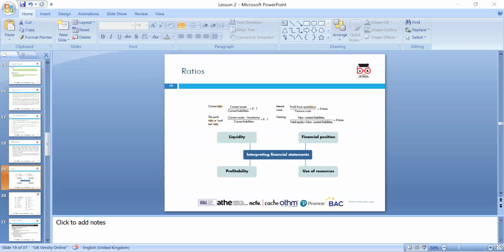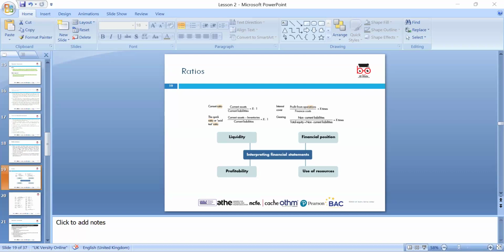Financial position: what is the position of the company in terms of gearing? If you have a high debt and equity, it means how much debt we have, like bank loans and things, and how much money we have. Equity means the shares you issue. Use of resources: the resources you have, the assets, and how effectively you use them to earn the profit.